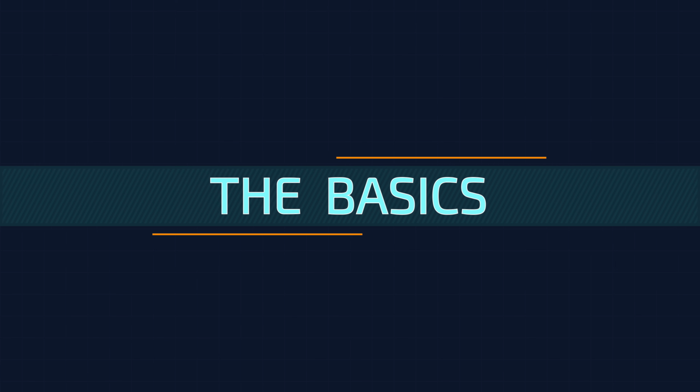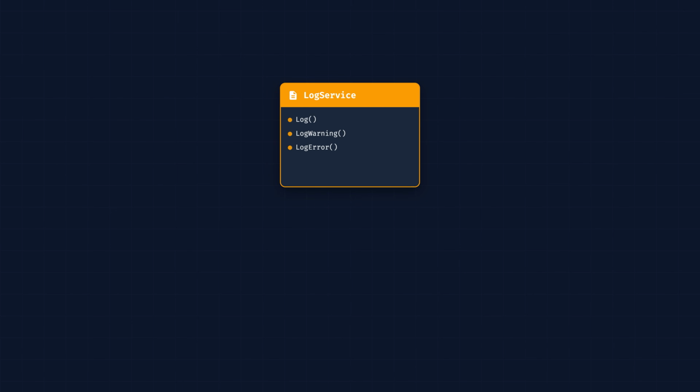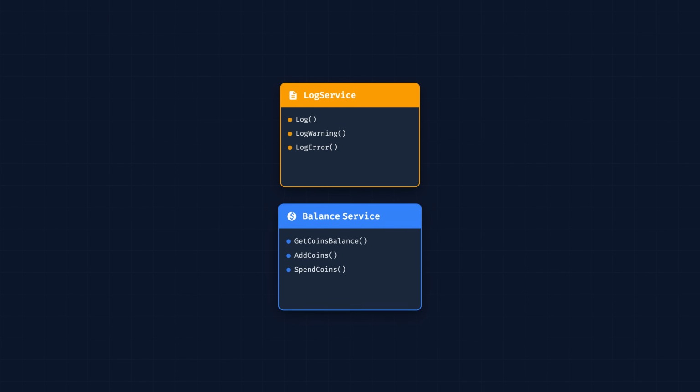Before implementing anything, let's understand the basics. A service is a dependency that can do something we might require. Want to log something? There's a log service. Want to know or update how many coins the player has? Here's a player balance service. And it doesn't have to have the service suffix.